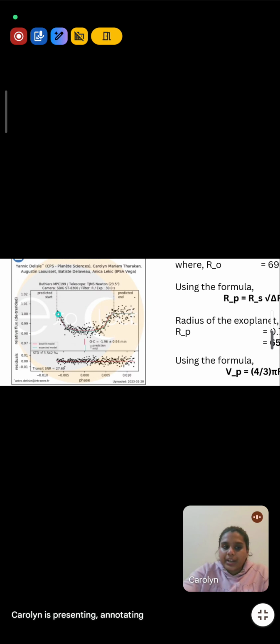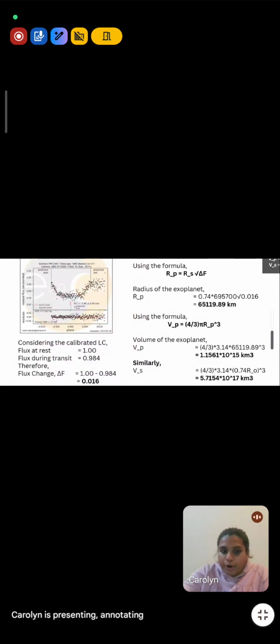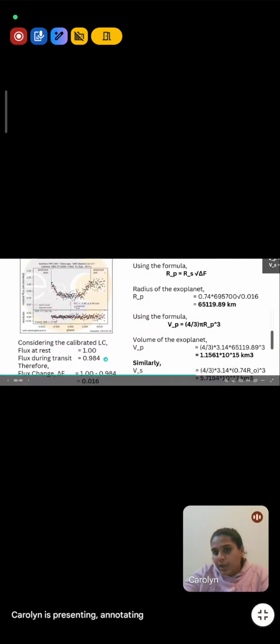So here the predicted start we take as 1, and if you go down you will be able to see somewhere in between 0.98 and 0.99. So you can take it close to 0.985 or 0.984, so we expect somewhere around that region. When you take it using a tool, we observe that it is 0.984, but when you visually analyze it, it is 0.985, so you will get an approximate value.